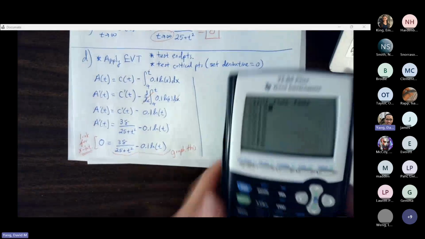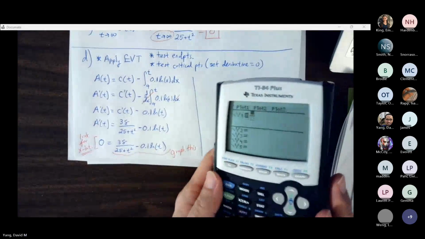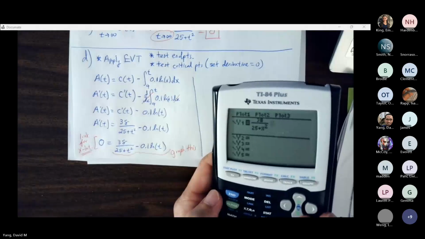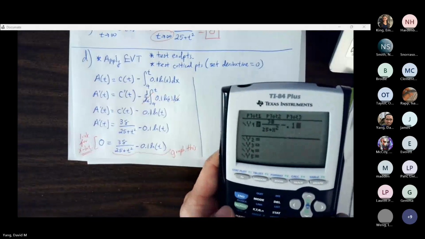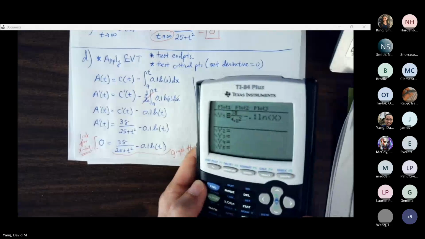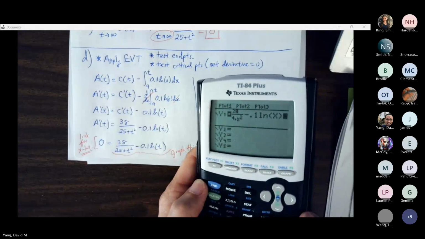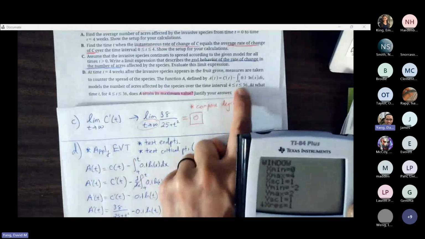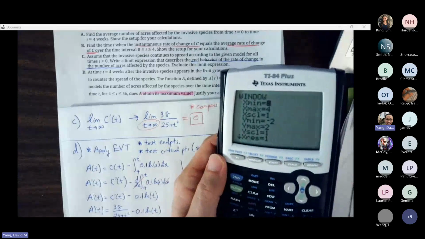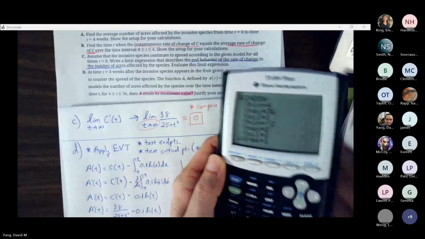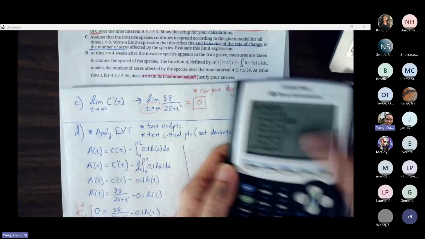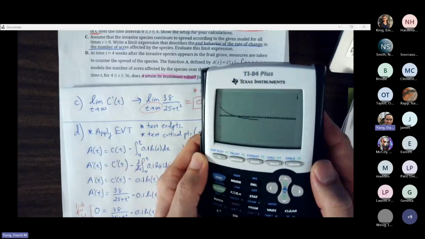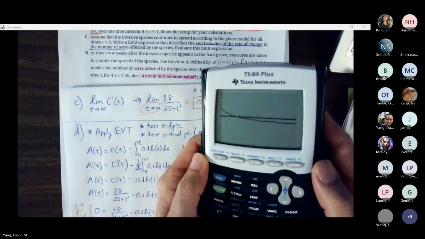Right, so 30, put that in. Let me see if I can adjust my window here. For part D, they say that our interval is from 4 to 36. So I'm going to make my x min, x max from 4 to 36. Previously, I had my bounds being -2 to 2. So let me see if that will still hold. I'm going to hit graph, see if I can find some x-intercepts. So there's only one.